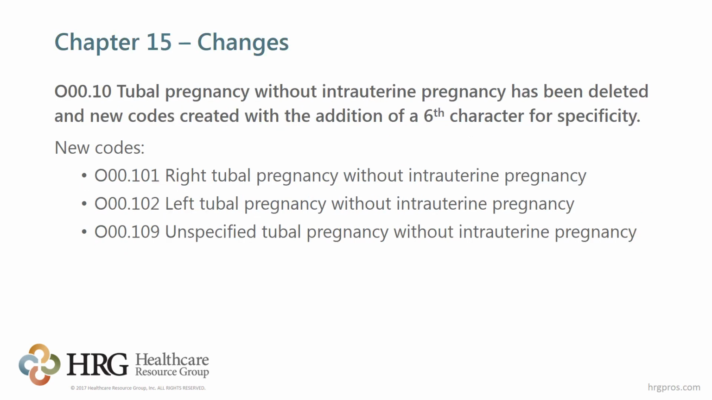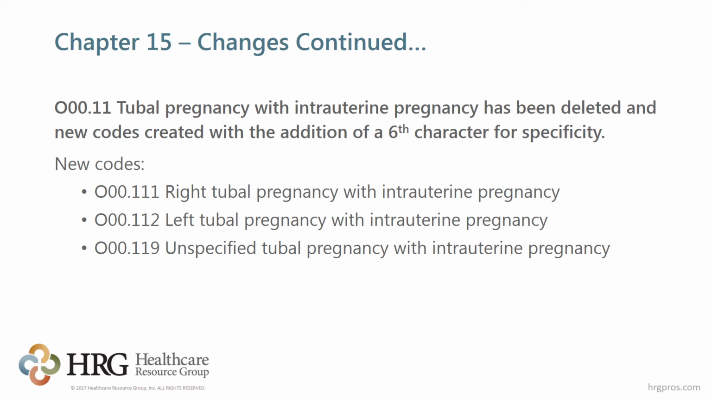This slide starts the changes to Chapter 15. On this first slide, the changes affected the code for tubal pregnancy without intrauterine pregnancy, where that less specific code was deleted, and 3 new codes were added to specify which tube was affected.